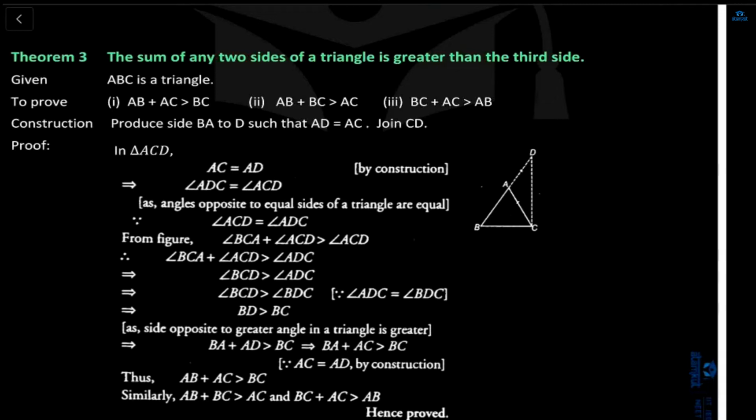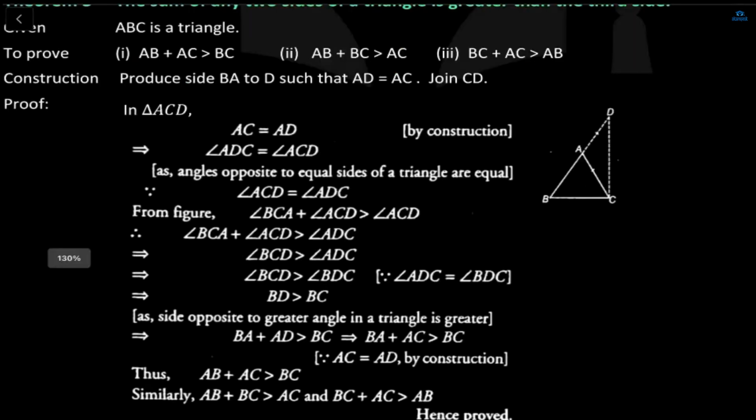So, taking two at a time, AB plus AC: the sum of AB plus AC will be greater than the third side, that is BC. Similarly, AB plus BC will be greater than AC. BC plus AC will be greater than AB. I'll show you the proof for one, and for the other two cases the same proof will work. You just have to extend in the other direction. The construction that I'm going to do here, you have to do with the other two sides.